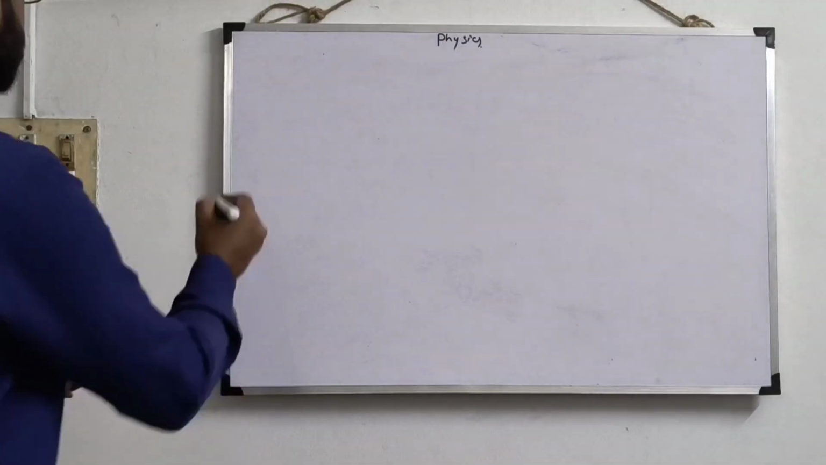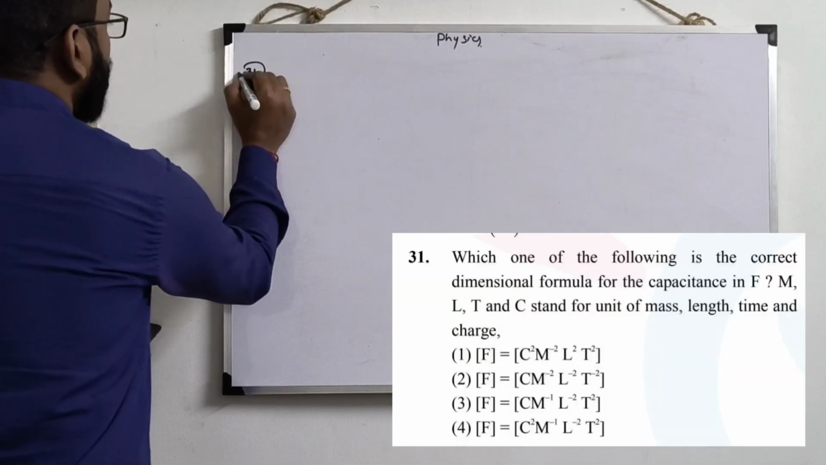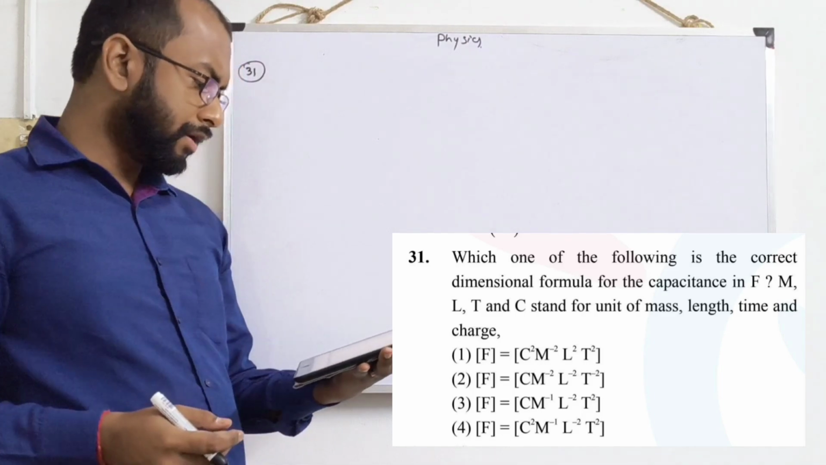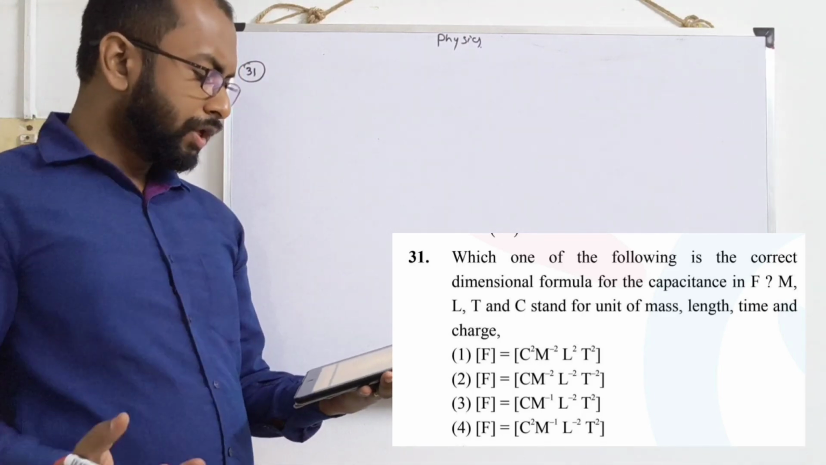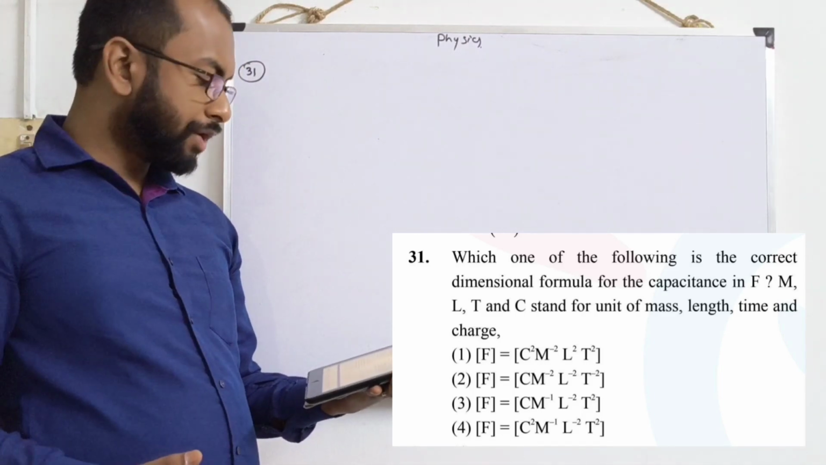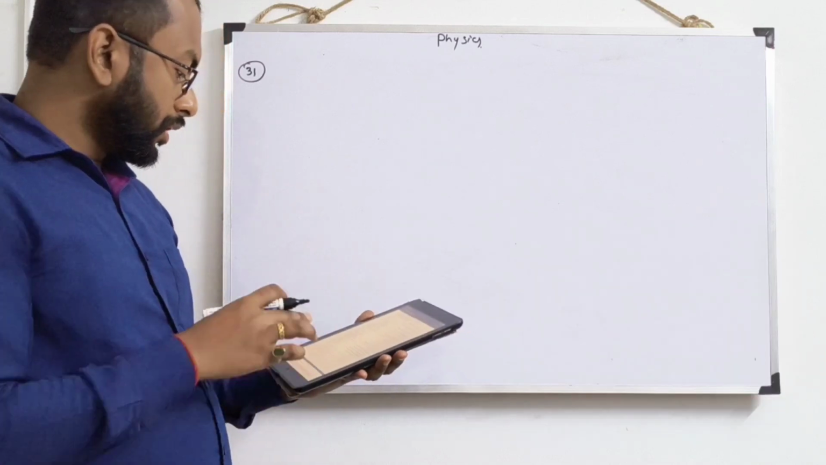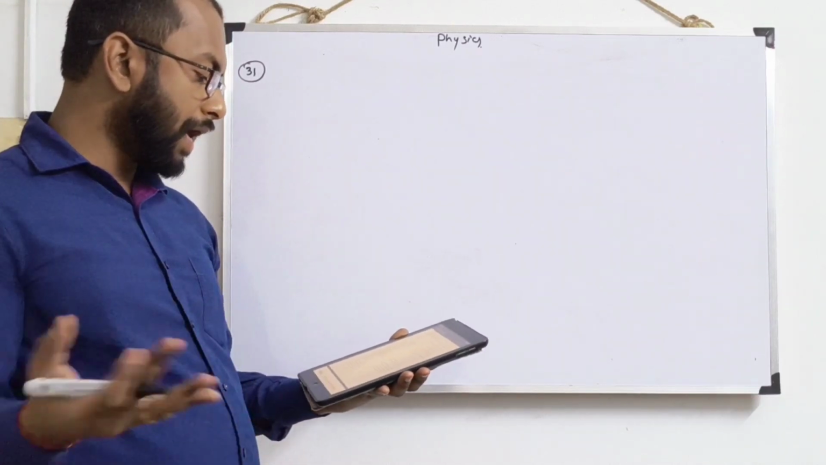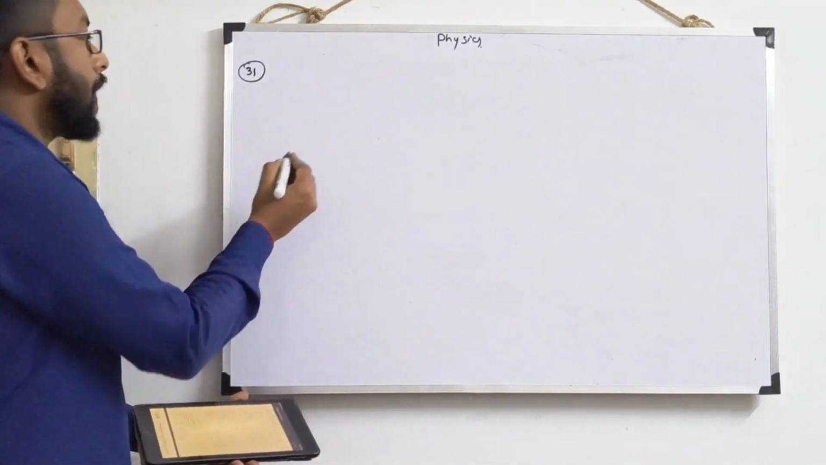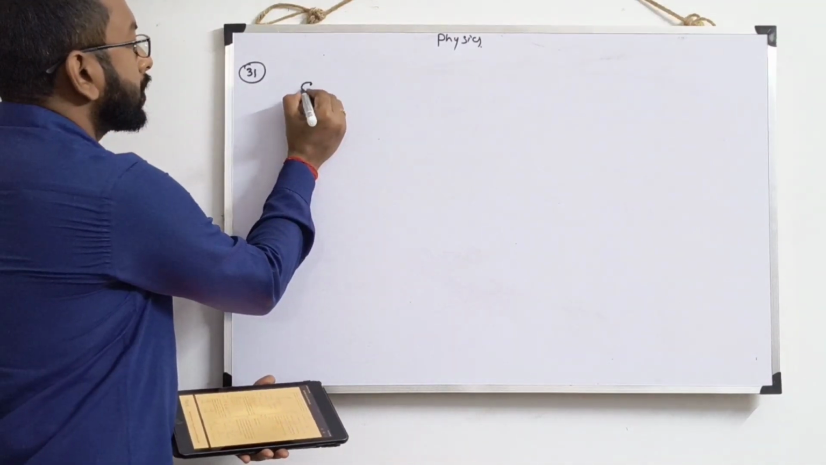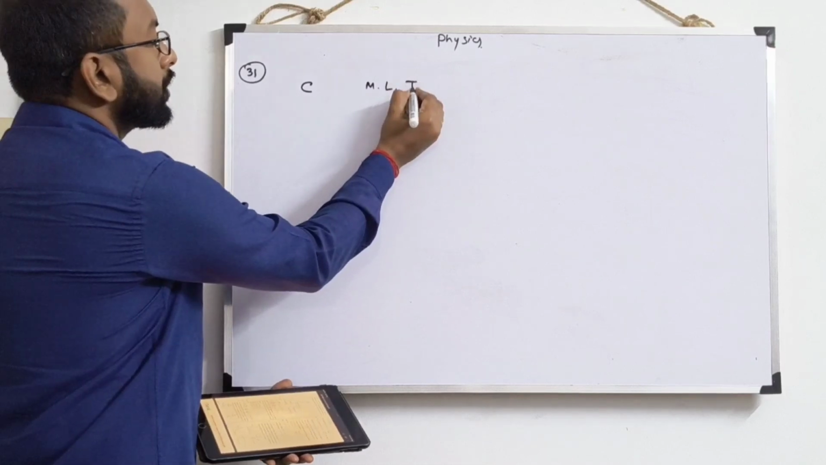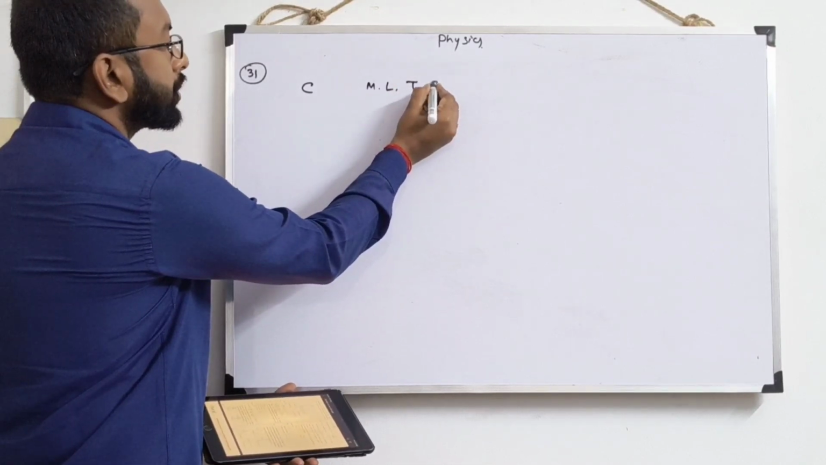Okay, the next problem, number 31, is also asked from basic dimension analysis, and of course is a combination of static electricity and dimension analysis. So we'll start. The dimensional formula of capacitance in terms of M, L, T and C. Dimensional formula of capacitance in terms of mass, length, time and charge.